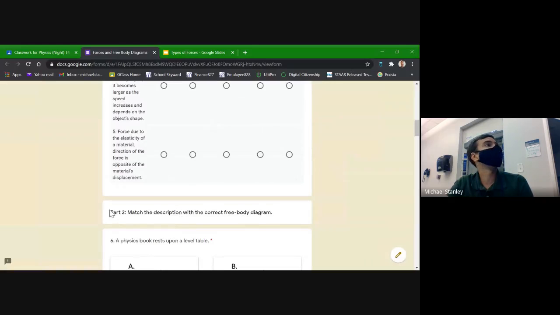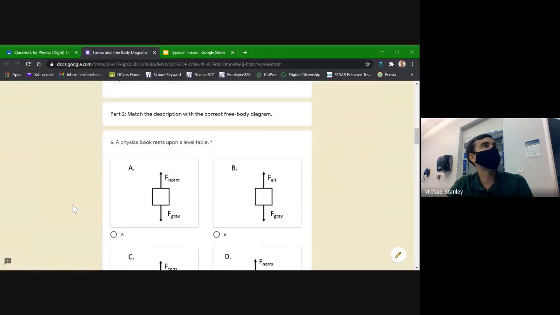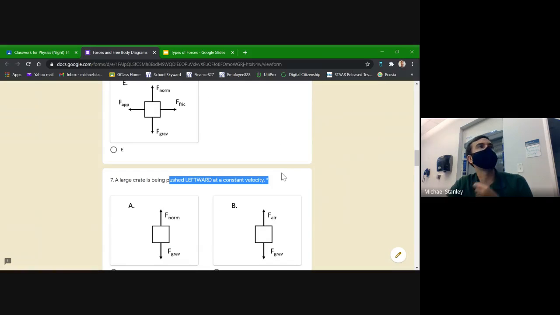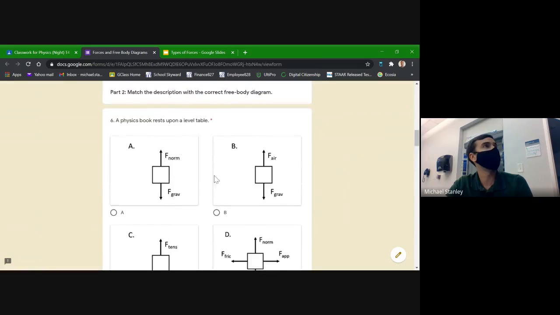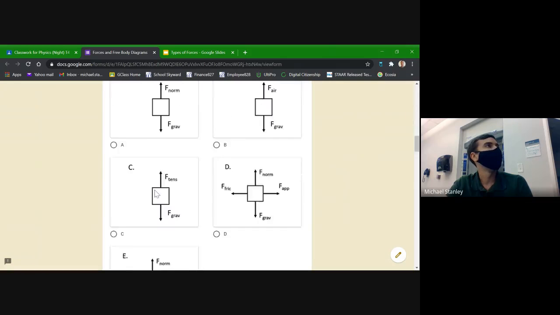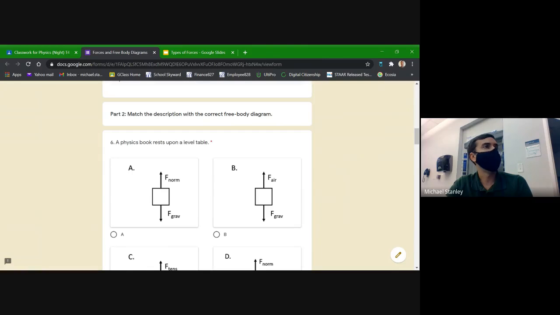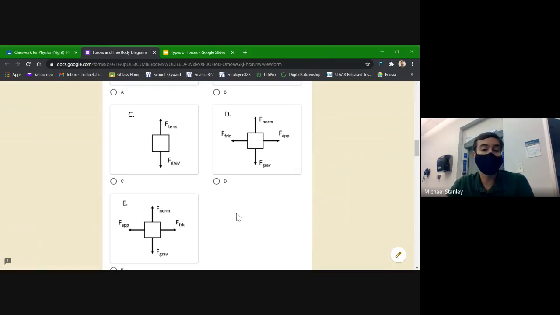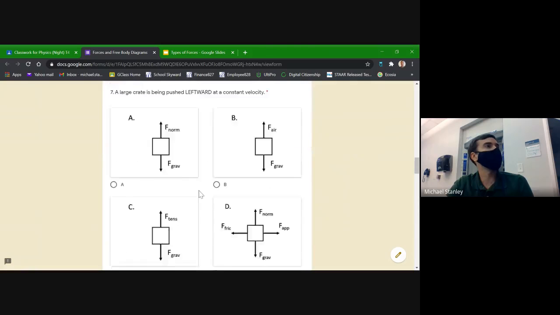And then for the second part, we have some free body diagram situations. So I give you a simple scenario, like a book sitting on a table or a crate being pushed to the left. And your answer choices are these different pictures of free body diagrams. And so for each situation, I want you to pick out from these 5 pictures which free body diagram best represents that situation. So we have those two.